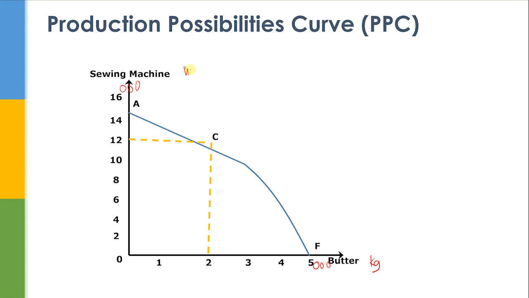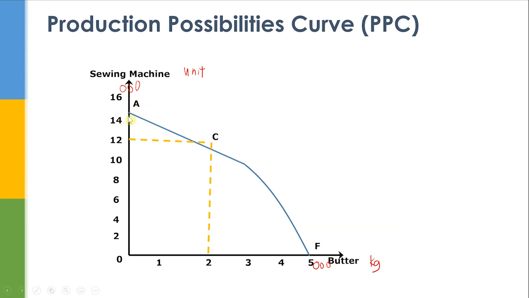And this one is units, 16,000 units, 2,000 units, like that. If all the factors of production are used in the production of butter only, so kalau guna untuk butter saja, Jaya company boleh produce maximum 5,000 kilogram of butter. Okay, on the other hand, if all the resources are used for the production of sewing machine only, you tengok kat sini, this one lebih kurang 15,000 lah. So 15,000 sewing machine can be produced.